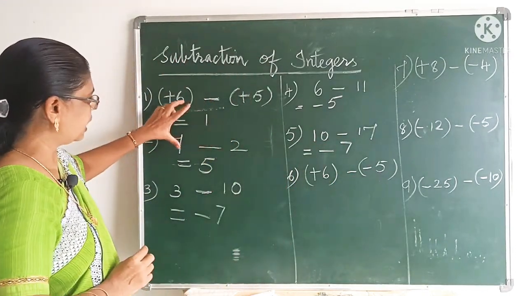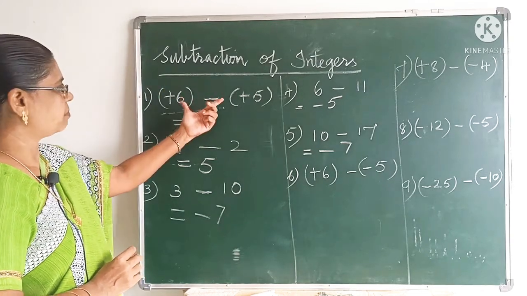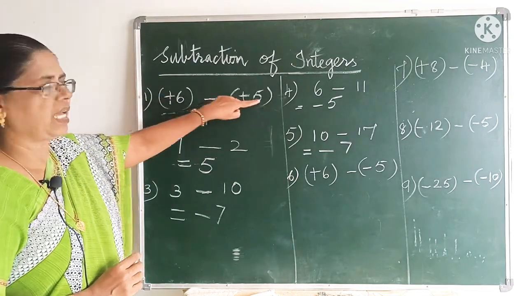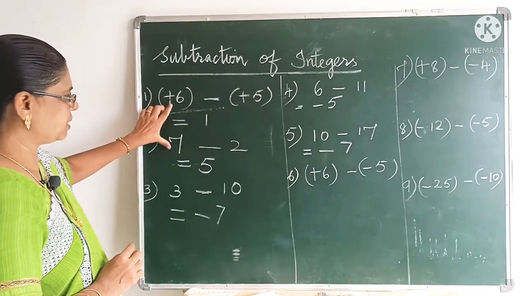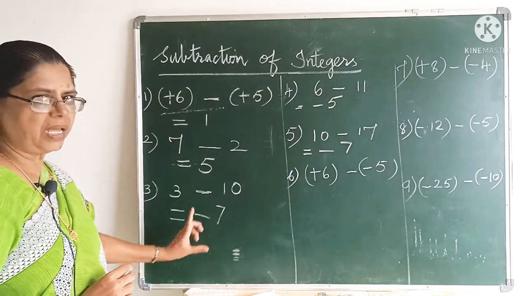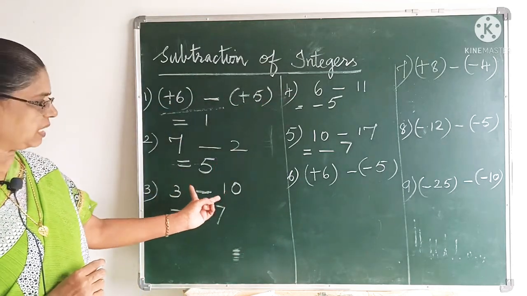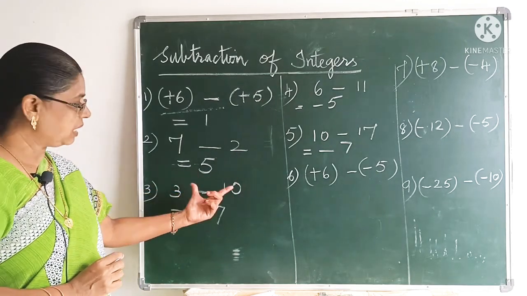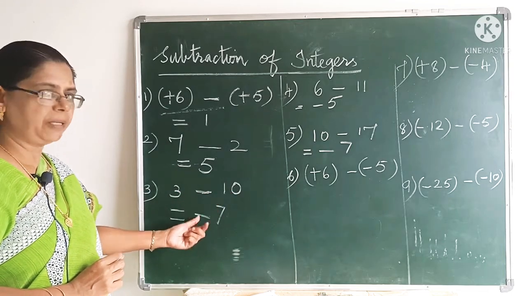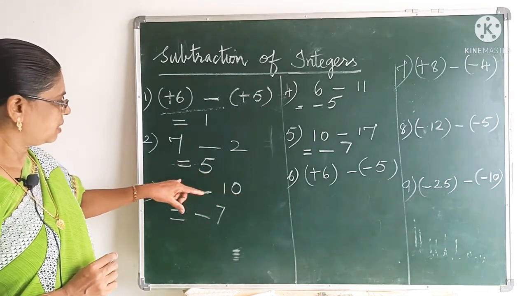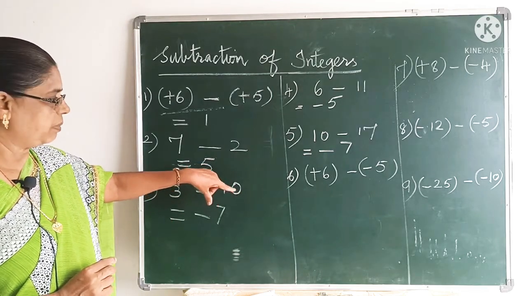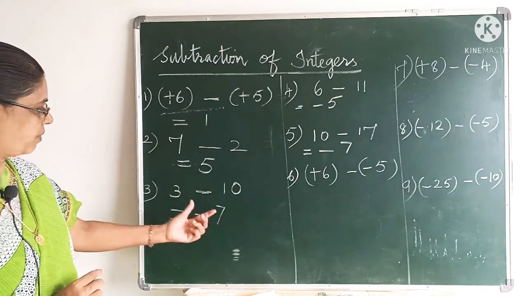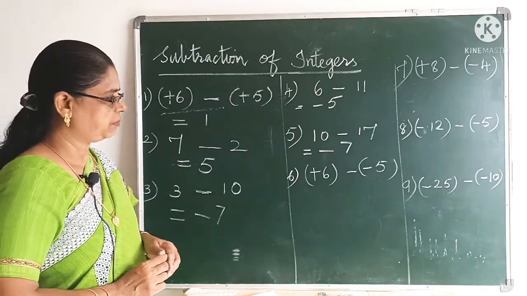So we have learned two types. First type, we have subtracted two positive integers, and the first number is greater than the second number. This is the first type. And the second type, again we have subtracted two positive integers, but the first number is smaller than the second number. In that case, you put minus sign and then subtract the smaller number from the bigger number. 10 minus 3 you have to do, and then the answer is 7. Our final answer is minus 7.